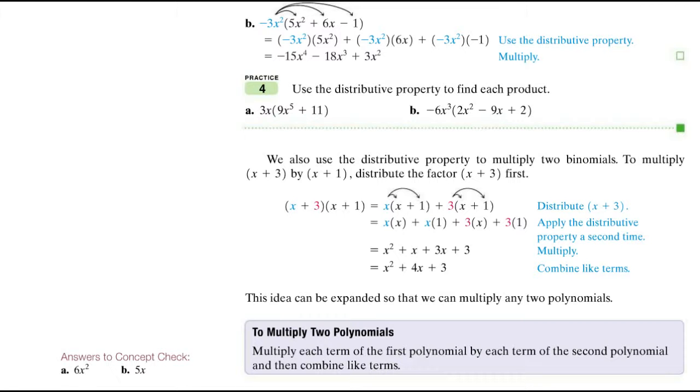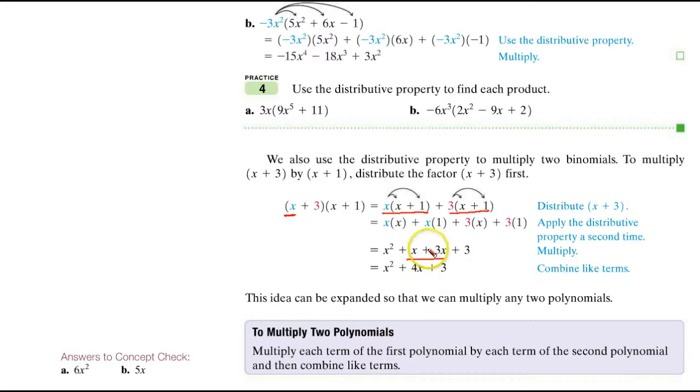Now, they're introducing when we multiply a binomial by a binomial. And the protocol for this would be to take the first term of your first binomial and multiply it by the second binomial. That's what we have here. Then the second term of the first binomial and multiply it by the second binomial. Then you distribute, and you'll notice that here we're getting like terms in the middle. We add those together and get this.